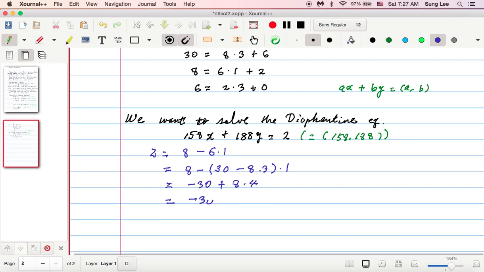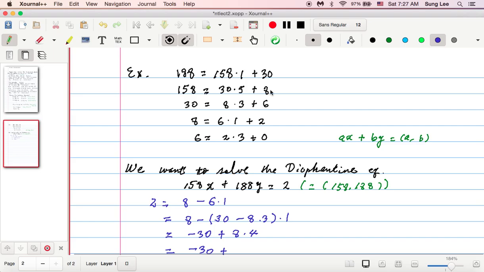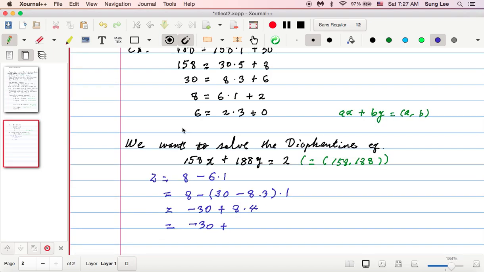And again, we're moving backward. Now this remainder 8 can be written as 158 minus 30 times 5. So we are going to replace 8 by that: 158 minus 30 times 5, times 4.